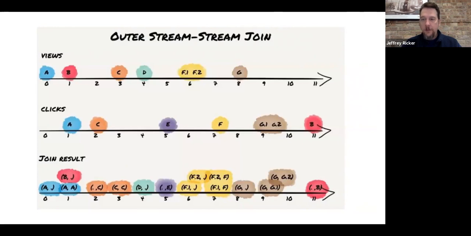time. And notice here that you still have this concept of windowing. Look at what B does. B at time 1 emits B and null. And B at time 11 emits null and B, because we've determined that it's outside the window of relevancy. Make sense?